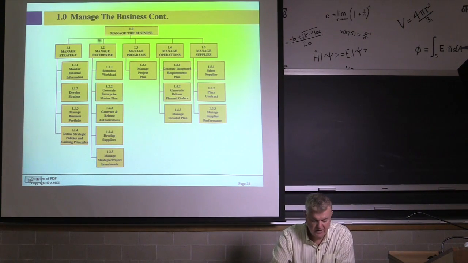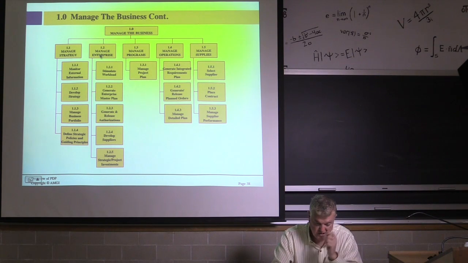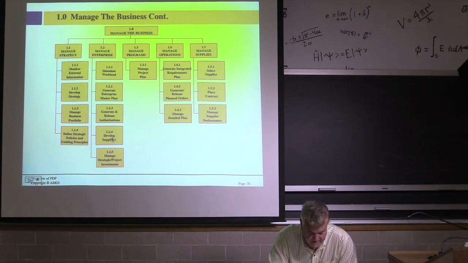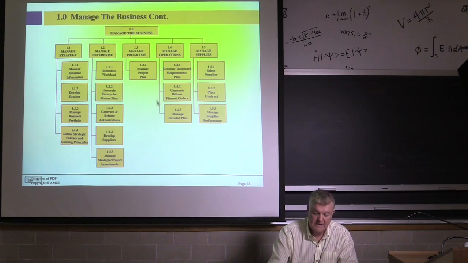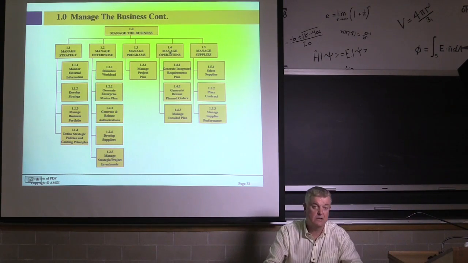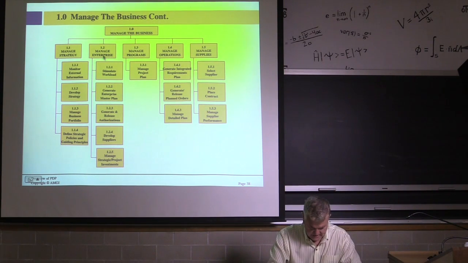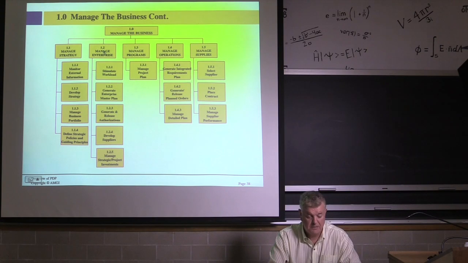Then we said, here are the major sub-processes for managing the business. So managing the enterprise, simulate the actual workload, generate enterprise master plan, generate and release authorizations, develop suppliers, and so on. So this is modeling all the detailed components. These decisions, to give you the perspective, this would be vice president level, and these would be directors to senior managers who would execute these sub-processes.